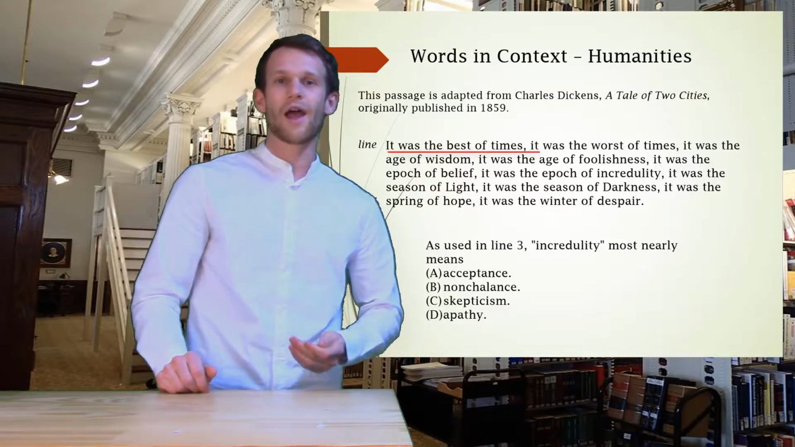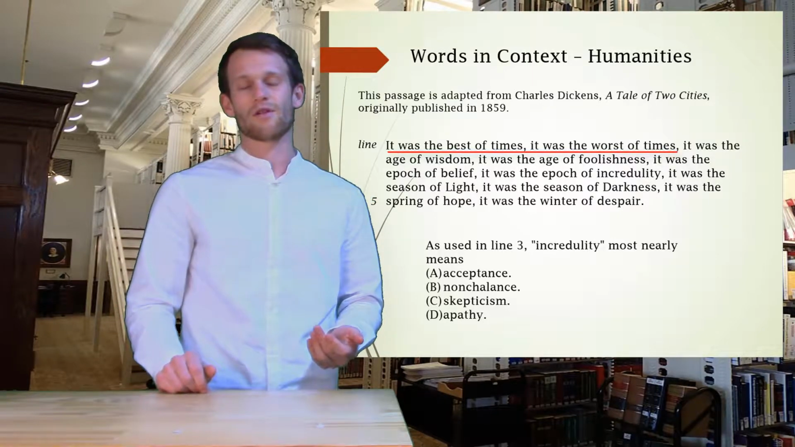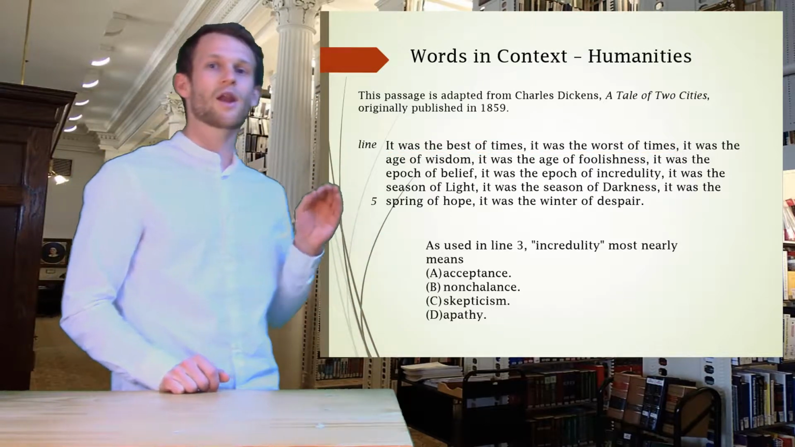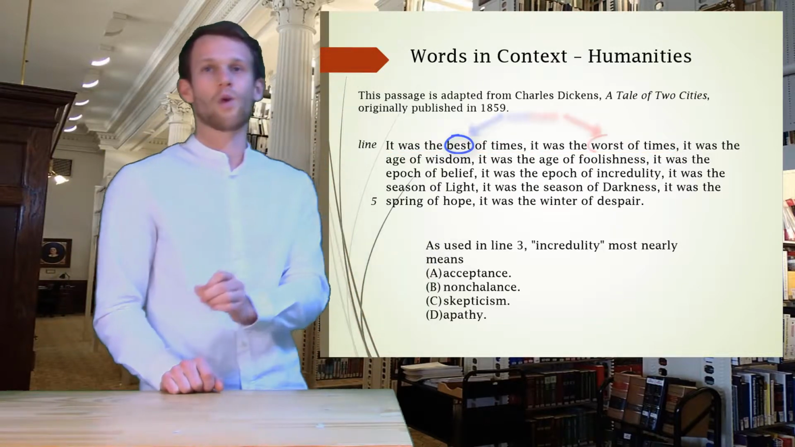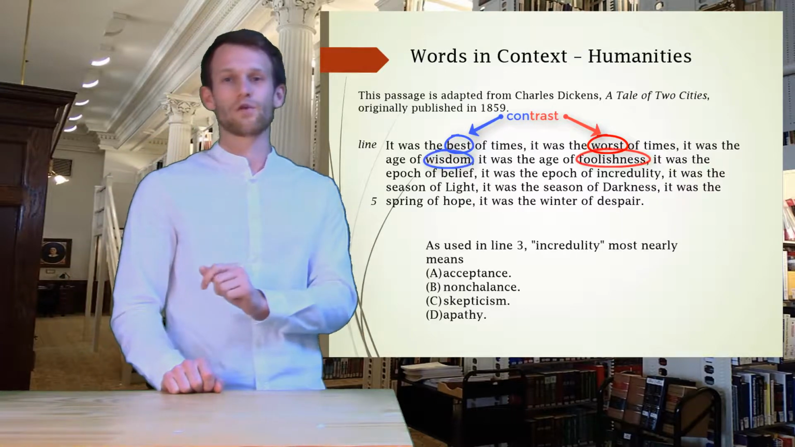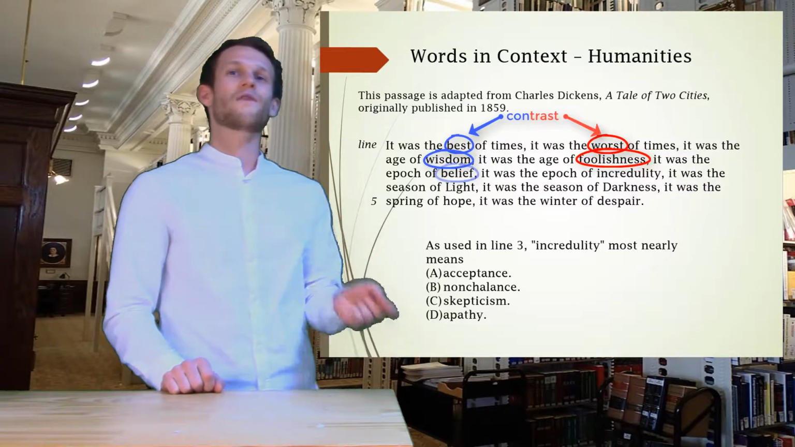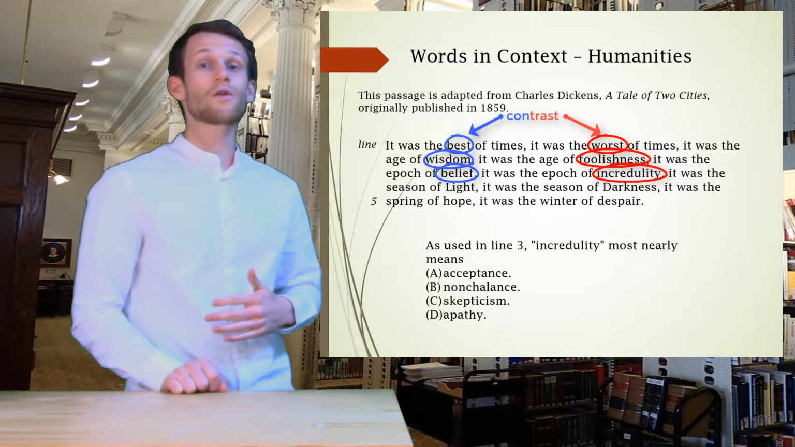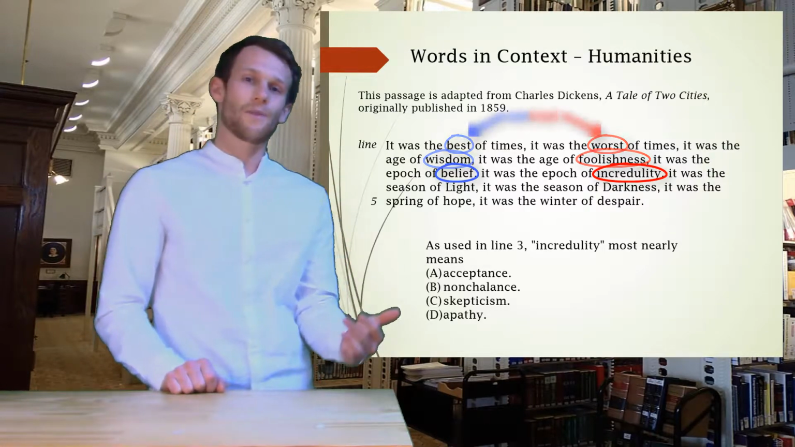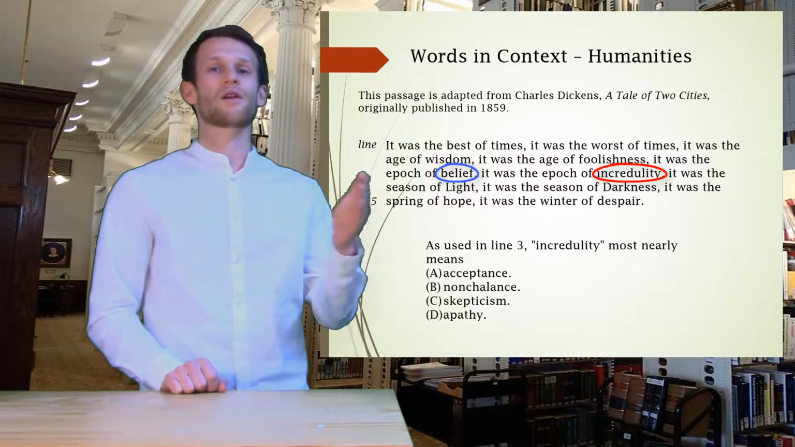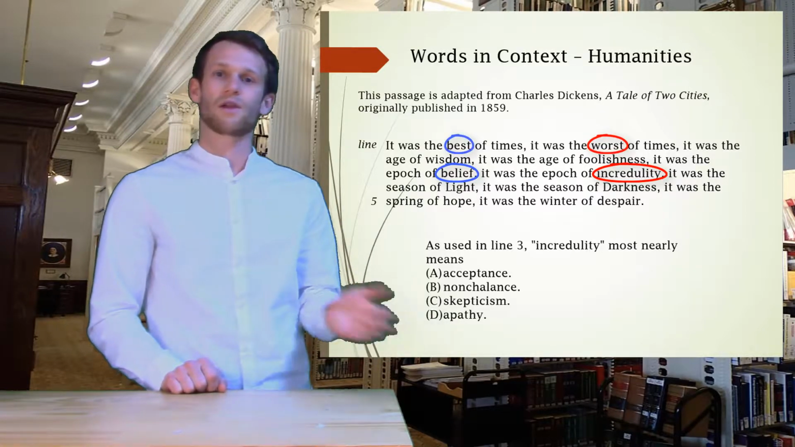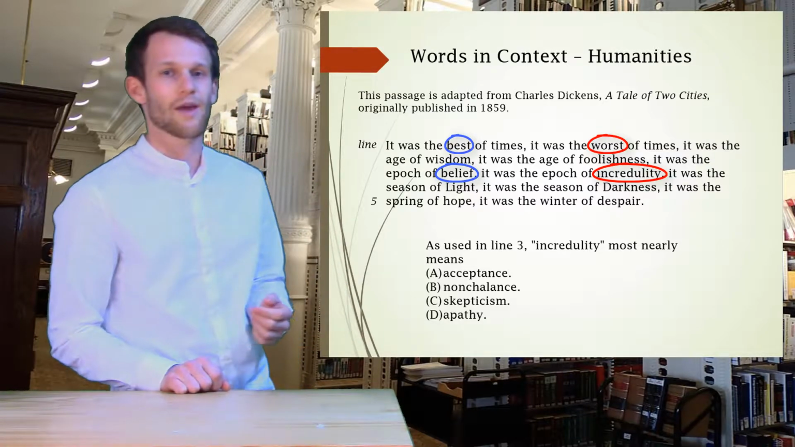It was the best of times, it was the worst of times. And here we know the theme is contrast. Charles Dickens is setting up a number of contrasts, the best and the worst, the wisdom and the foolishness, the belief and the incredulity. So now we know what we're looking for. Based on what we know of the passage, incredulity is going to mean the opposite of belief. Just like the best and the worst are opposites, belief and incredulity must also be the same way.